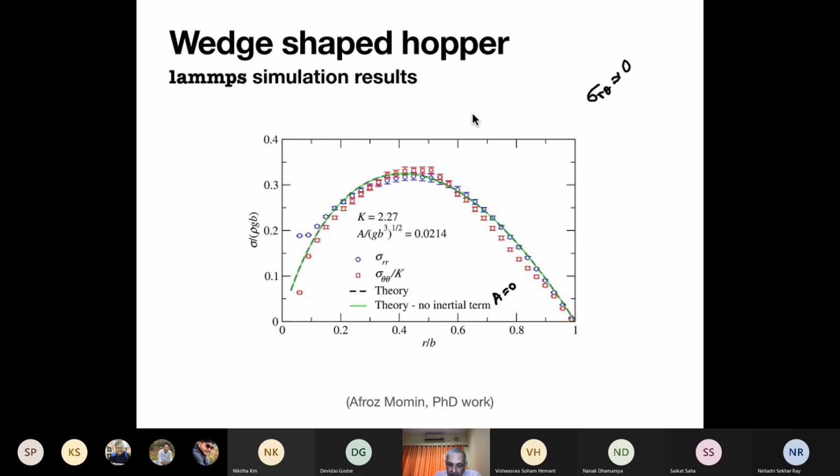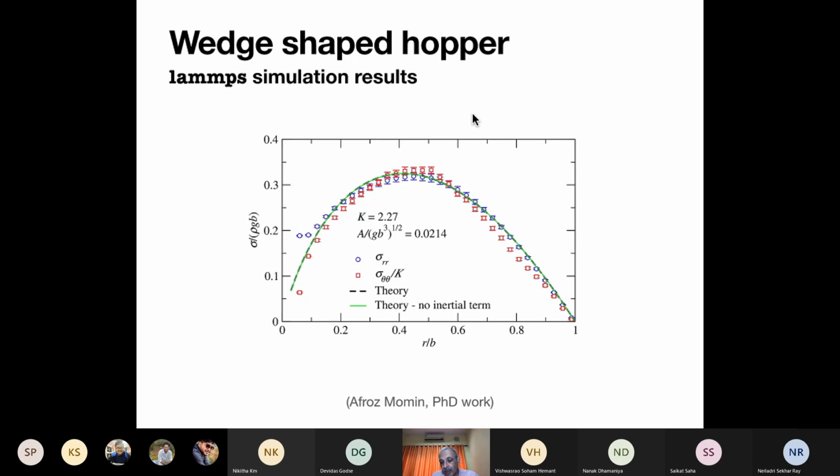So K is this. And you can see that the agreement with both sigma RR, which are the blue dots, and sigma theta theta is quite good for this value of K. And you notice that here we have plotted sigma RR and we have plotted sigma theta theta, because we know sigma theta theta by sigma RR is K. So both these should actually be exactly equal. There are slight differences, but they are nearly equal to each other. So this shows that the theory is quite good.